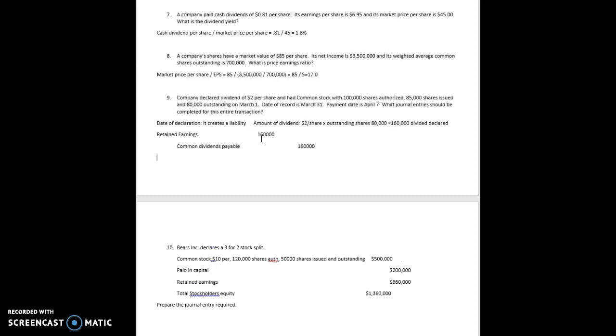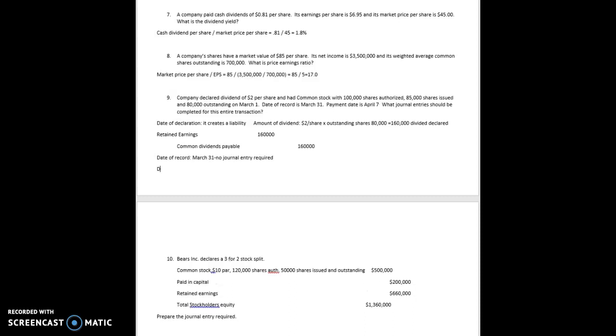All right, on the date of record, what kind of journal entry do we do? It was March 31st, and the date of record, no journal entry is required. It's just the date that tells us whoever owns that stock on that date. That's who's going to get the actual dividend.